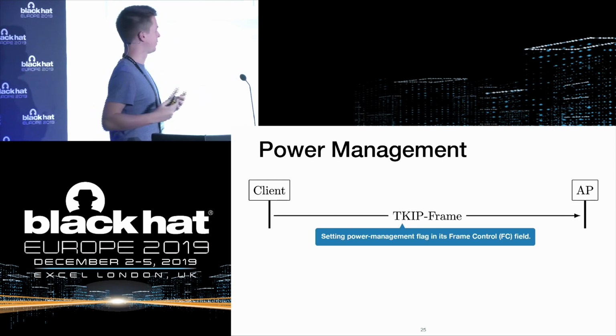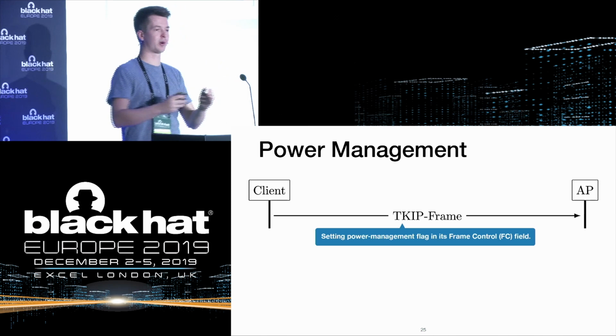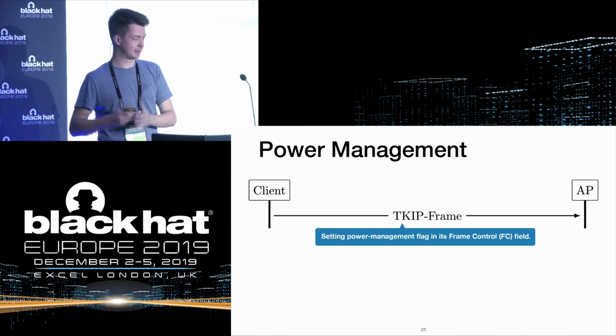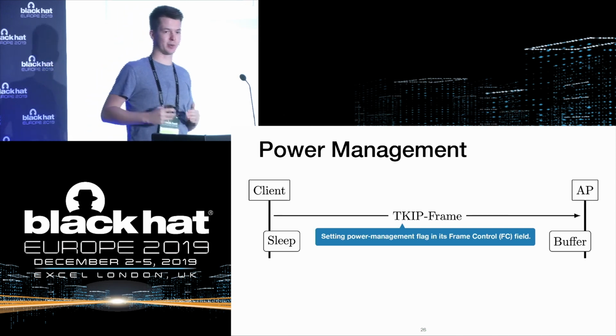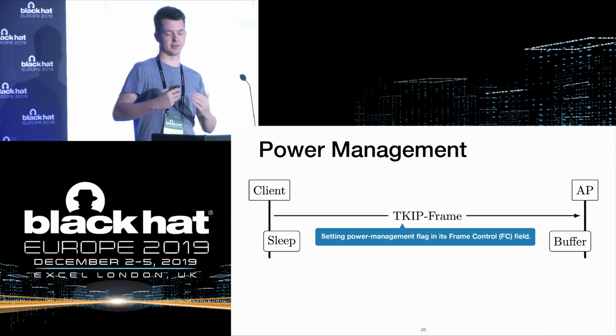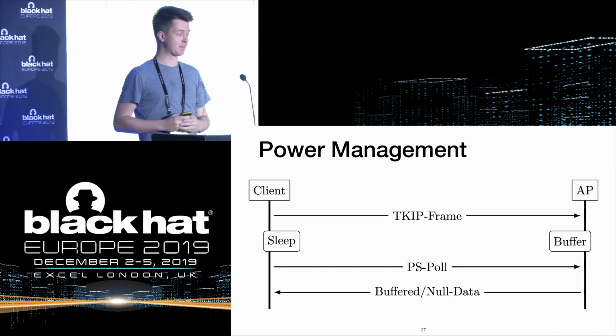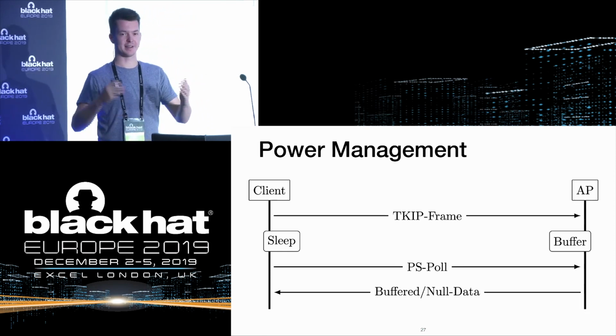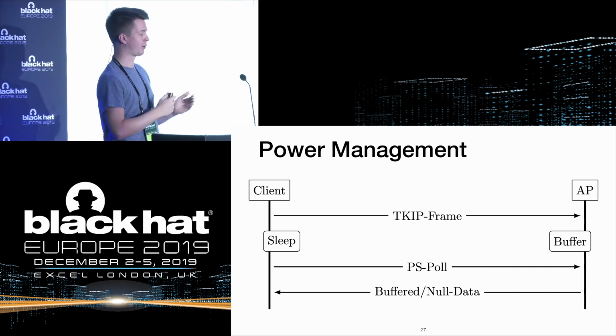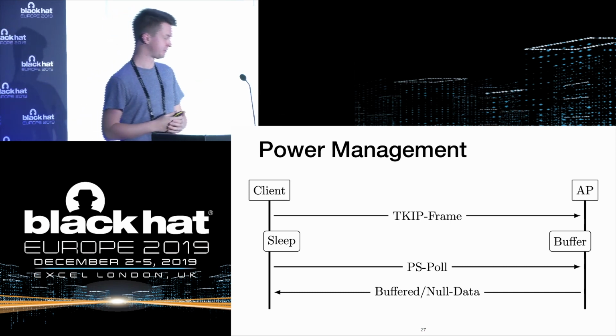So what this could look like is a client sends a frame to the access point, it sets the power management flag in its header, then it means the client will go to sleep, the access point will buffer all data that is intended to be transmitted to this client, and when the client indicates through the power save poll frame, hey, I'm awake, then the access point will send either all the buffered data, or it will send a null data frame.